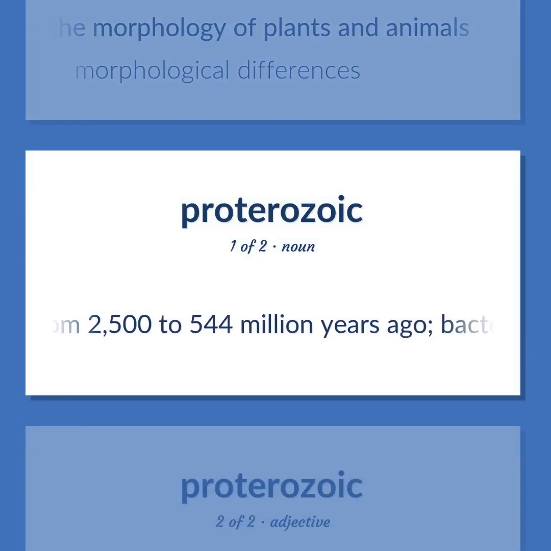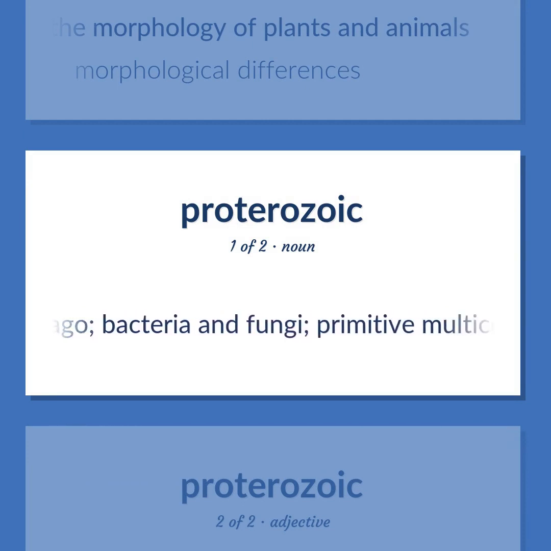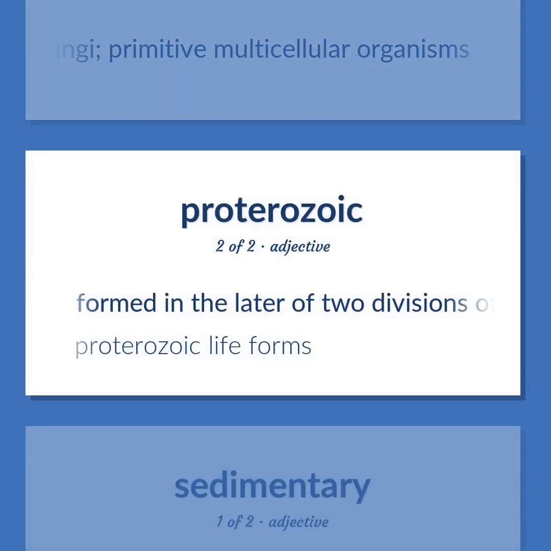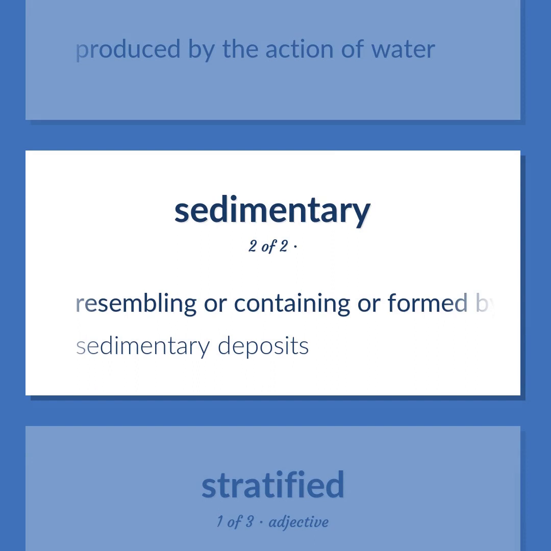From 2,500 to 544 million years ago, bacteria and fungi, primitive multicellular organisms, formed in the later of two divisions of the Precambrian era. Proterozoic life forms. Produced by the action of water. Resembling or containing or formed by the accumulation of sediment. Sedimentary deposits.